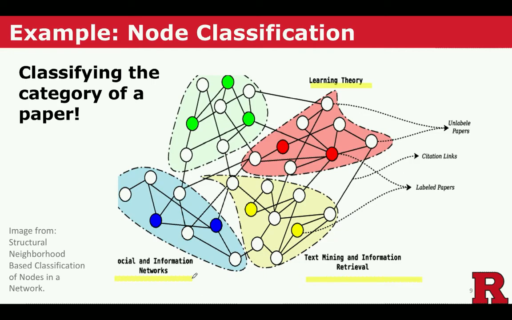But it is possible that not all papers are labeled with this category information. For example, in this image, those white nodes are unlabeled nodes. So we don't know the category information of those white nodes, and the model needs to predict their categories.